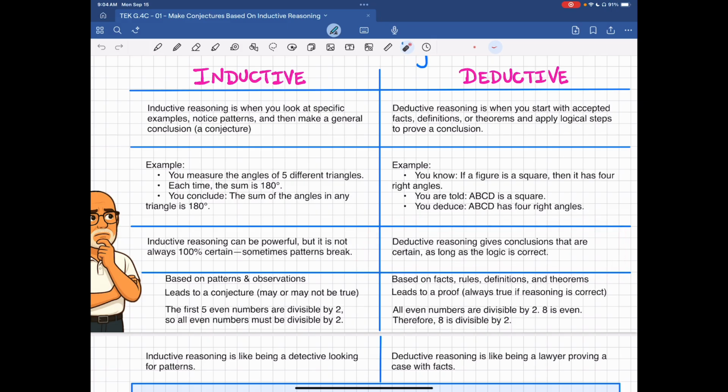So what we're going to end up doing is a lot of deductive stuff. We're going to be looking at theorems, we're going to be looking at postulates, we're going to be looking at definitions, and we're going to logically think our way through to a new conclusion, okay?